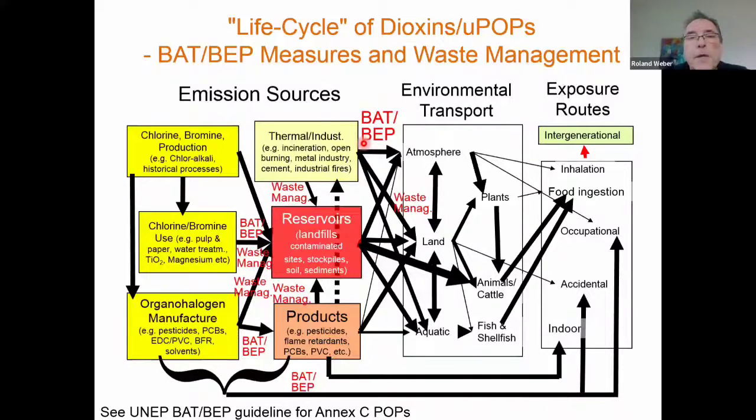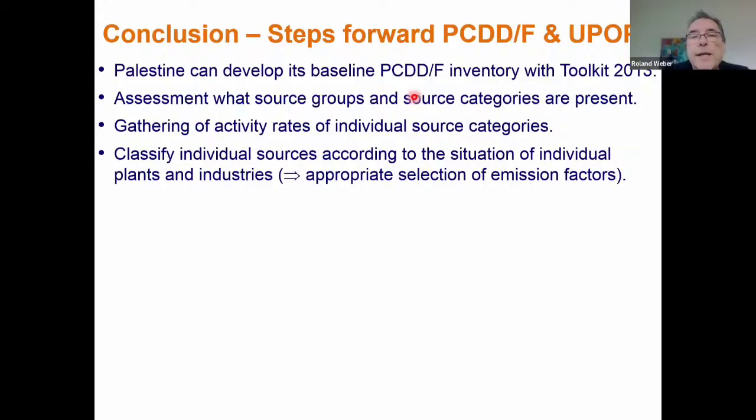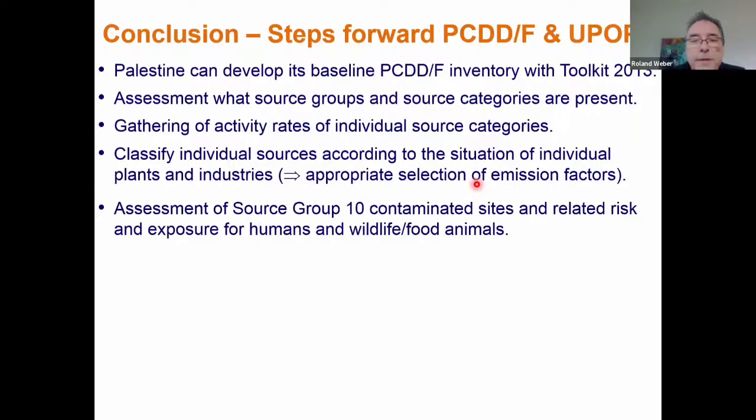Conclusion: Palestine can develop its baseline dioxin inventory with the UNEP Toolkit. Assess what source groups and source categories are present in Palestine, gather the activity rates of the individual source categories, classify individual source categories according to the situation of individual plants, like whether this incinerator is good or very good or bad or very bad, and then select the emission factor. Also assess source group number 10 on contaminated sites.